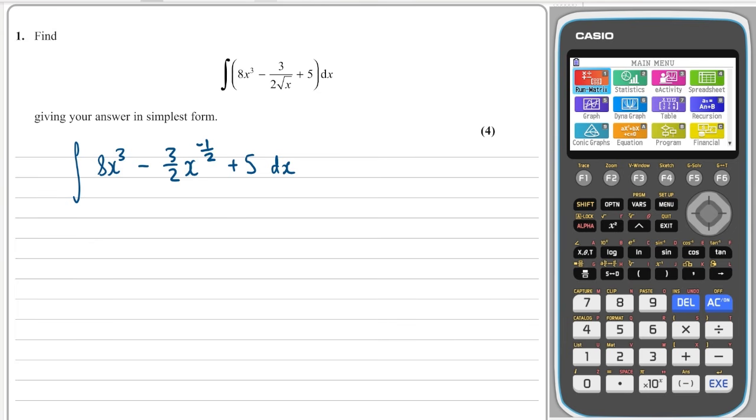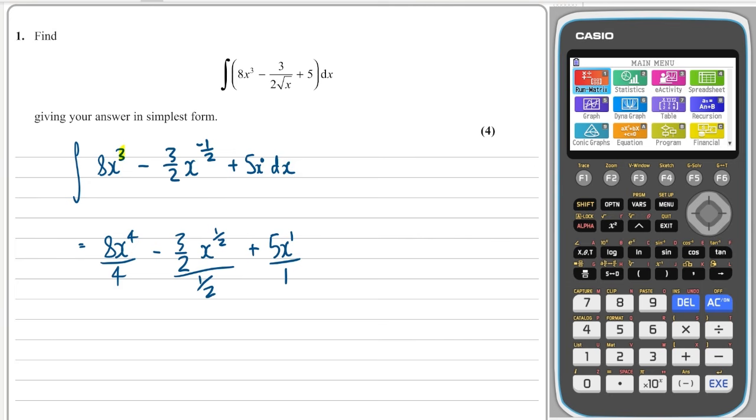Okay, how do we integrate? We take the power, we up it, and then we divide by the new power. So this gives me x to the 4, and then I divide through by the new power. This one here, I up the power by 1, so minus a half plus 1 is a half. So the new power is a half, and then I divide by that new power. And next, 5 is essentially 5x to the 0, and when I up that power by 1, this becomes 5x to the 1, and I divide by the new power 1.